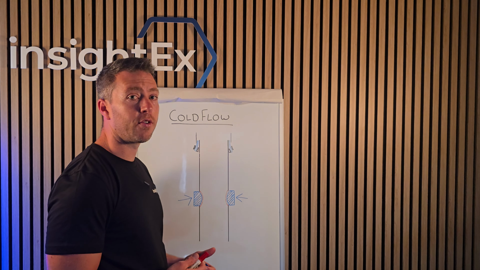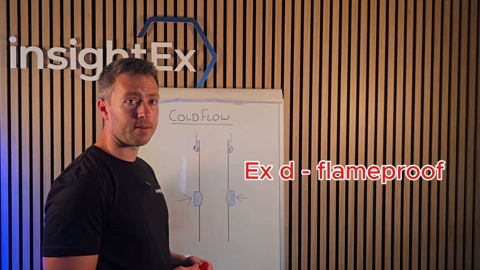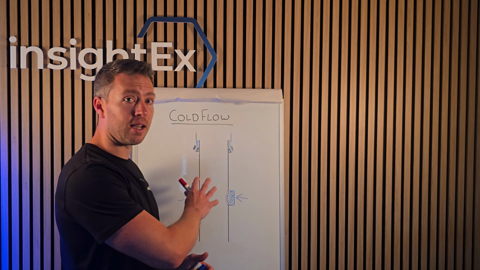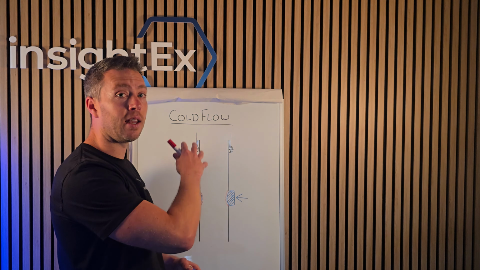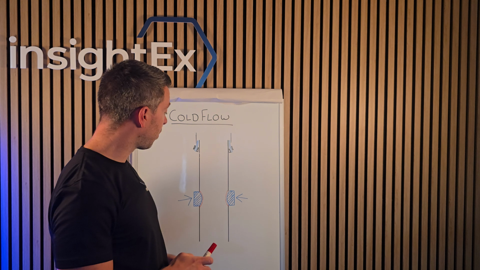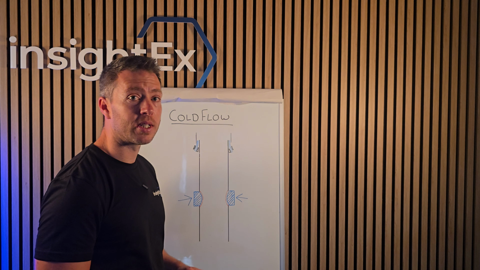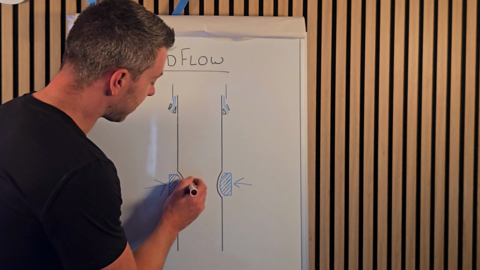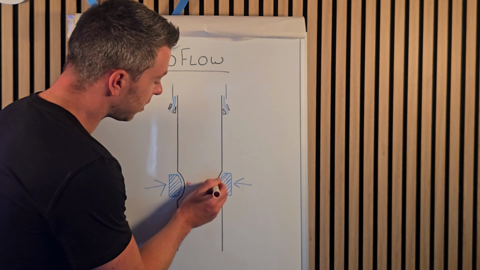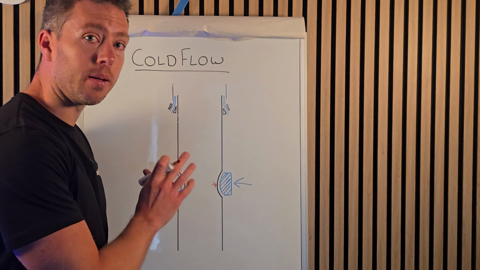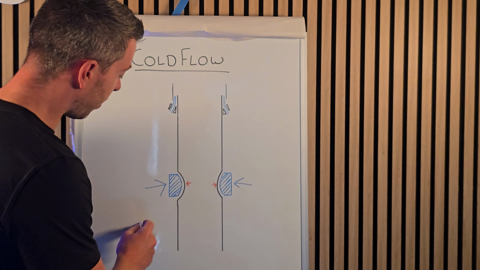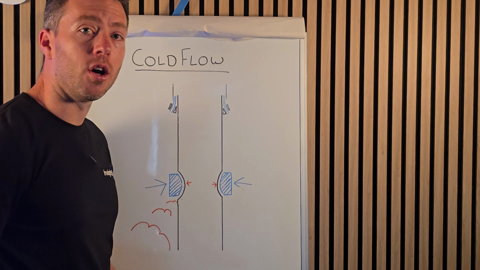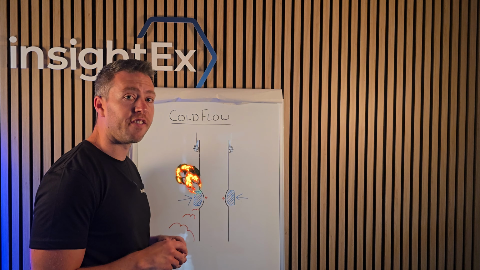Now, Coldflow becomes a serious problem for EXD applications. EXD is all about containment and keeping the explosion inside the enclosure and not letting it ignite the surrounding atmosphere. But an explosion will exploit any weakness it can to escape. So when the bedding has moved and it isn't pushing back against the seal with enough force, the explosion-proof seal is diminished. So when there is an explosion inside the box, is that going to hold it? And that's the potential point of failure.